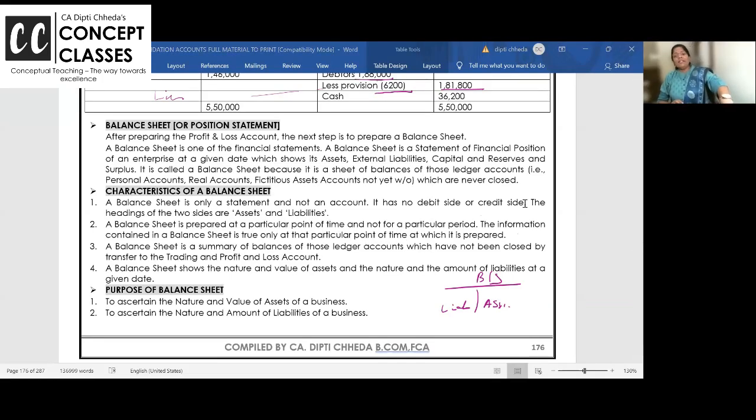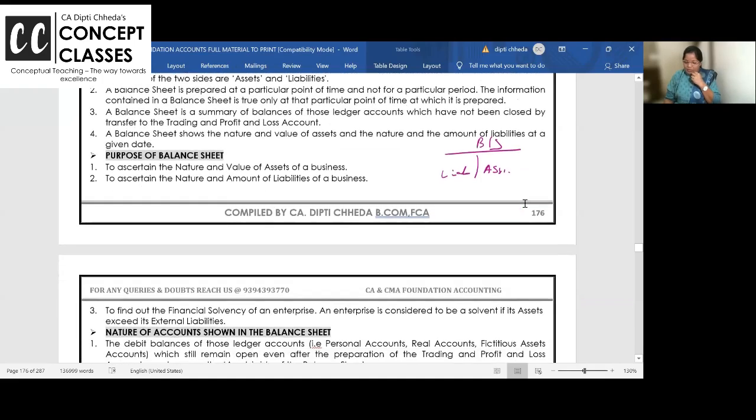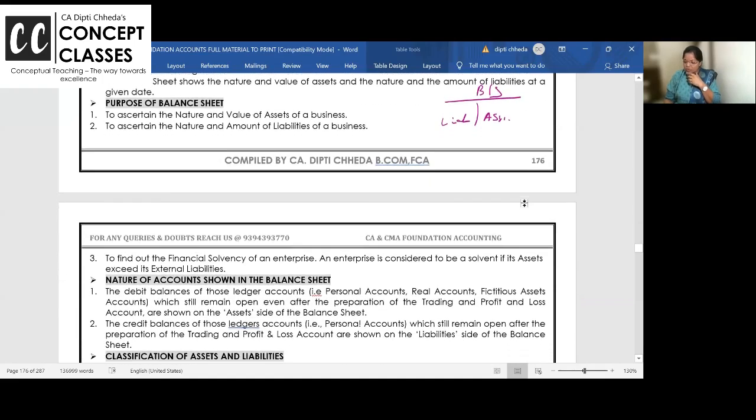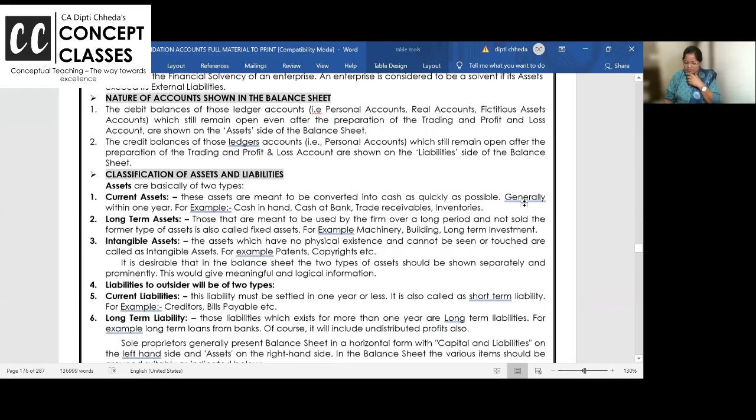So we were saying that balance sheet is just showing the financial position as on a particular day. It may change the very next day. The balances of debtors, creditors may change. Okay? So why do we prepare balance sheet? To know what is the financial position.